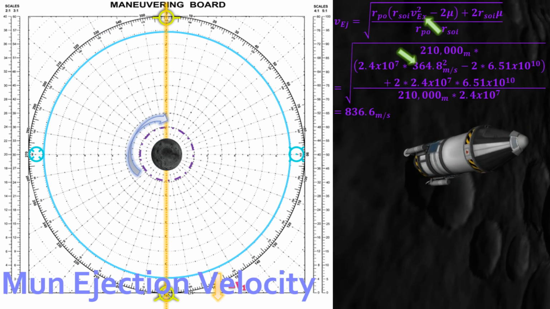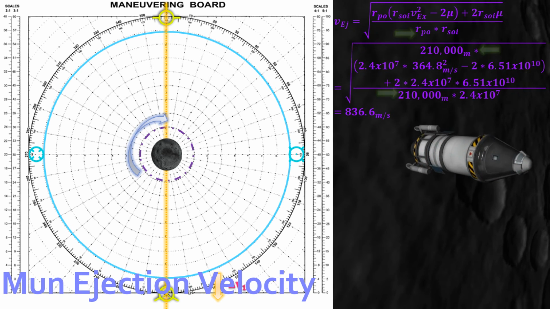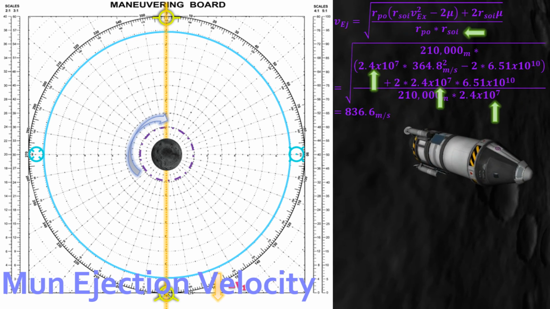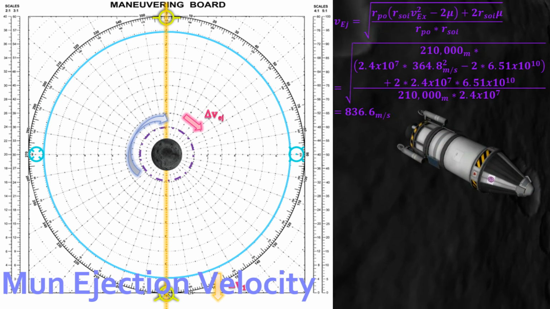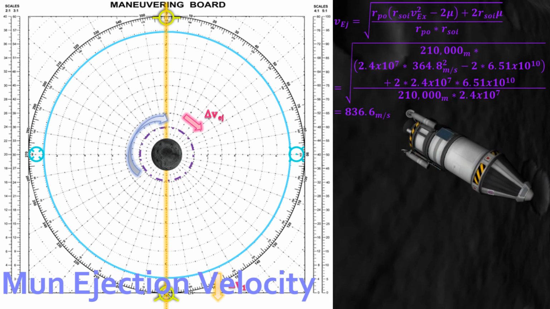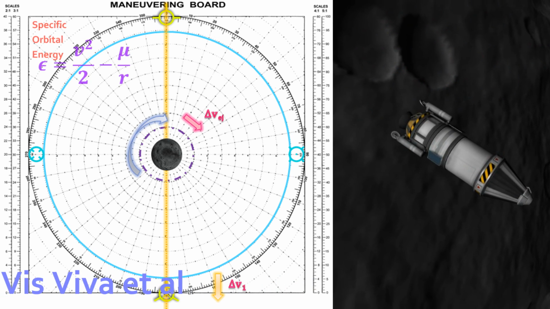We can run the 365 into our equation, the radius of the Mun, as well as the 10-kilometer parking orbit and the Mun's gravitational parameter, and the SOI radius, and it gives us 836.6 meters per second, which is a little less than 300 more than what the spacecraft is doing already. Now the real fun begins.